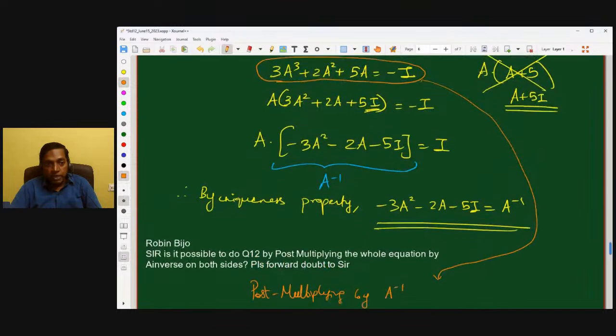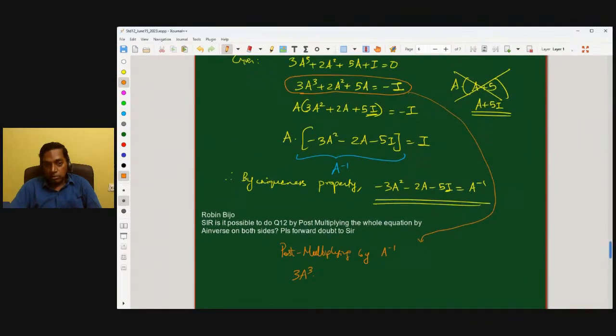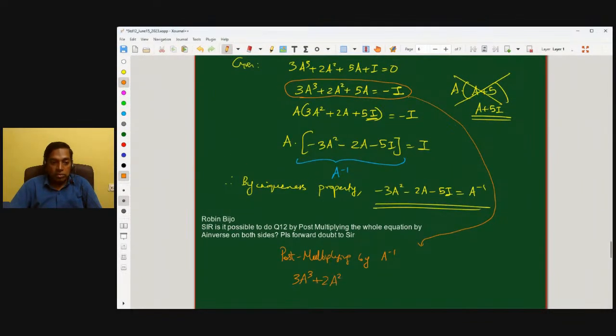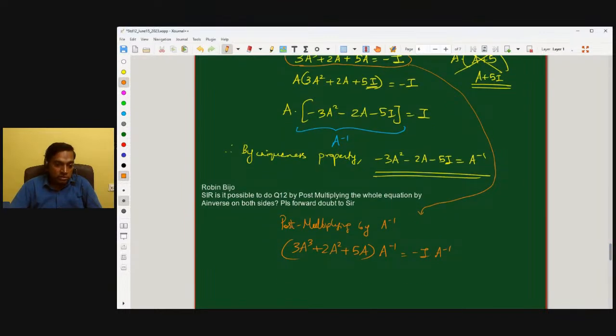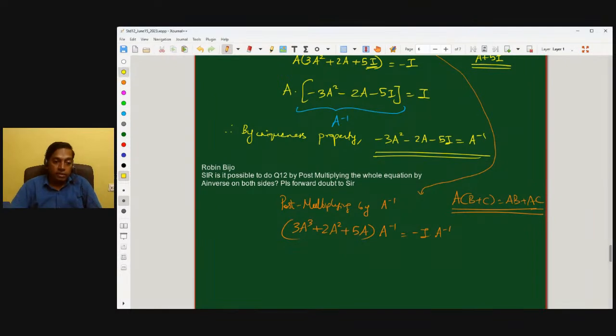You can do pre multiplication also, it won't make any difference. So you are doing 3A cube plus 2A squared plus 5A plus I equals null, multiplied by A inverse. Multiply each term because distributive laws hold good. I think I mentioned this: A into B plus C is AB plus AC, true for matrix multiplication plus addition combination. So 3A cube into A inverse is 3A squared, plus 2A plus 5I is minus A inverse. Therefore, A inverse is minus of 3A squared plus 2A plus 5I.